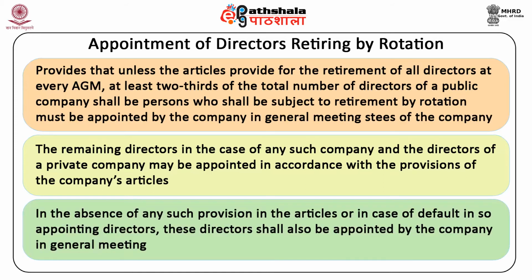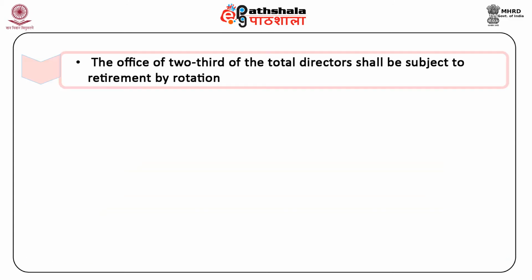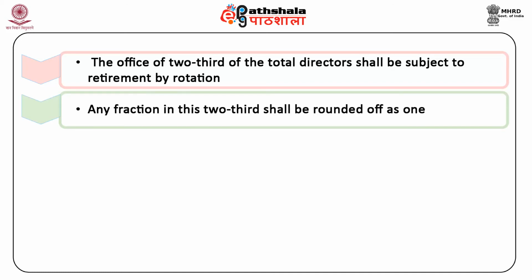In the absence of any such provision in the articles, or in case of default in so appointing directors, these directors shall also be appointed by the company in a general meeting. Therefore, the office of two-thirds of the total directors shall be subject to retirement by rotation in the general meeting of the company. These are called rotational directors. Any fraction in this two-thirds shall be rounded off as 1.